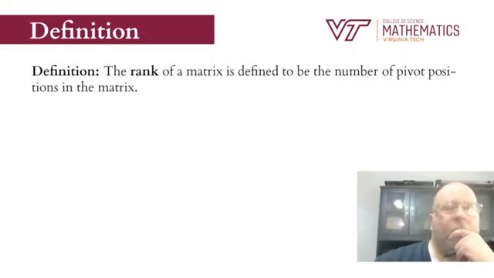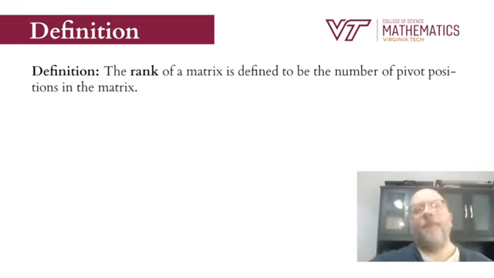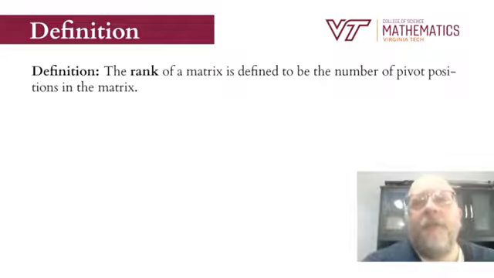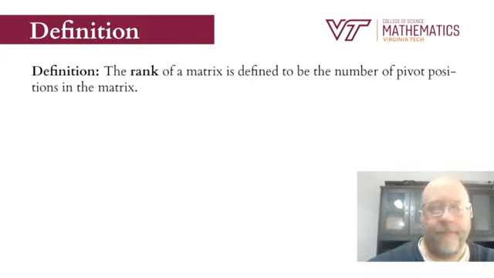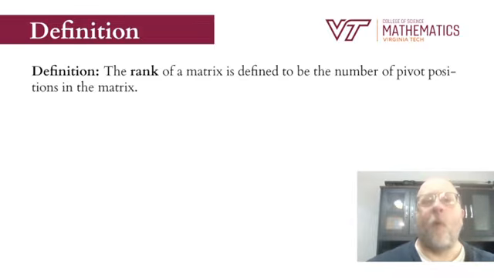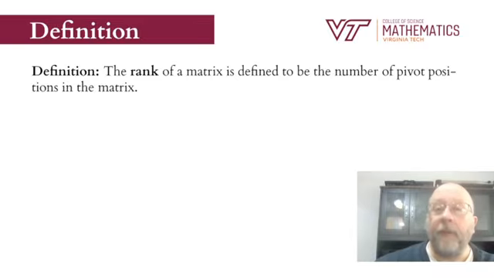All right, we're going to wrap up with a definition and a theorem. The rank of a matrix is just the number of pivot positions in a matrix. That's all it is. So if I have a 4 by 4 matrix, it could have a rank of 4, but it could have a smaller rank. It could have a rank of 3 or a rank of 2 or a rank of 1. It could even have a rank of 0 if the matrix is all zeros. So the rank of a matrix can't be larger than the size of the matrix, but it can be smaller. It's just the number of pivot positions in the matrix.